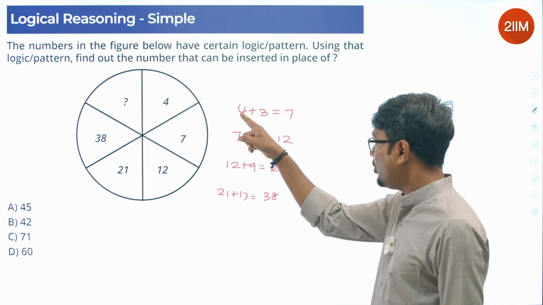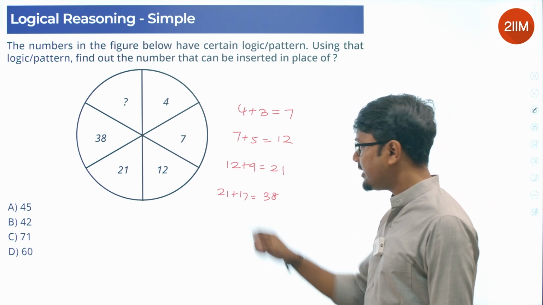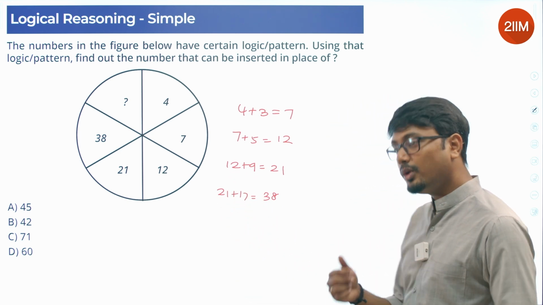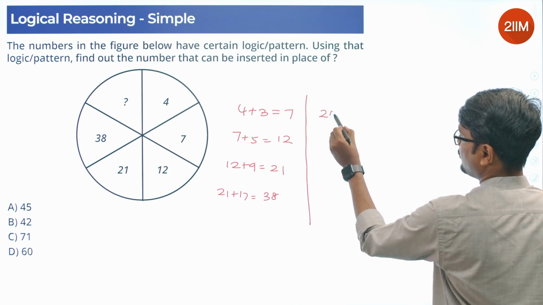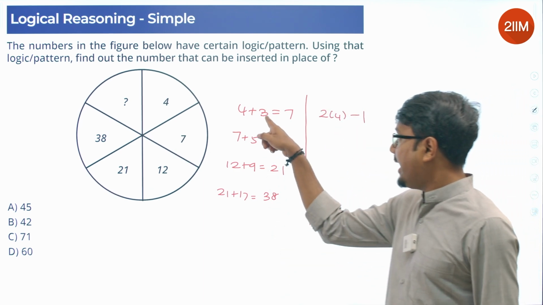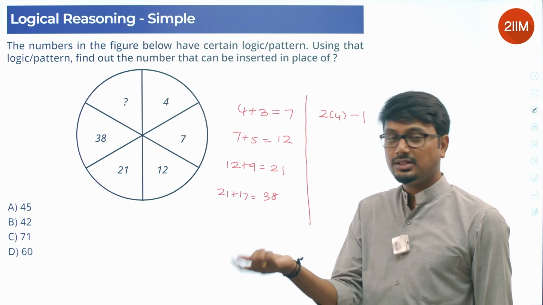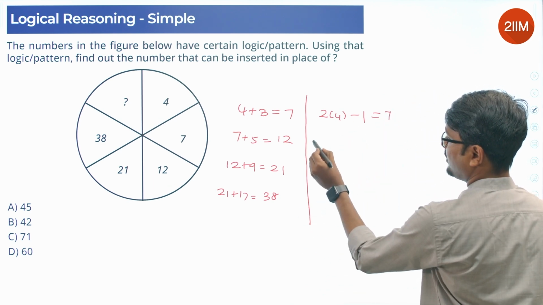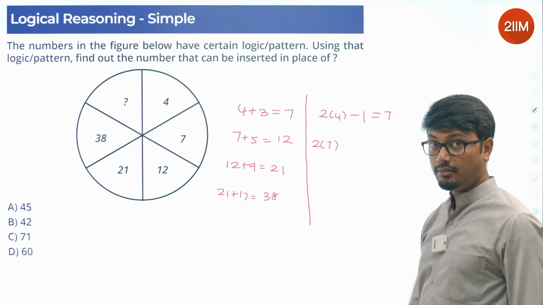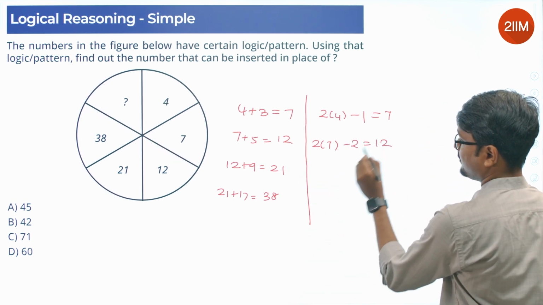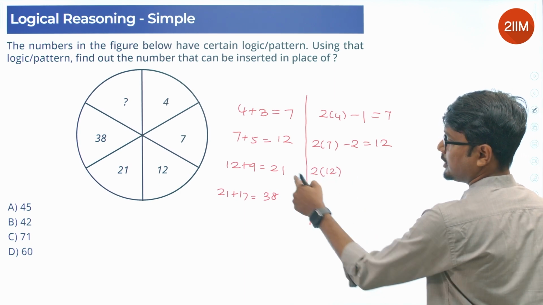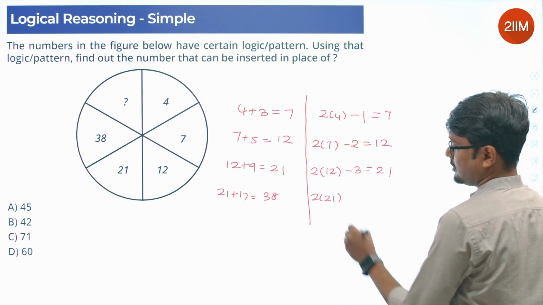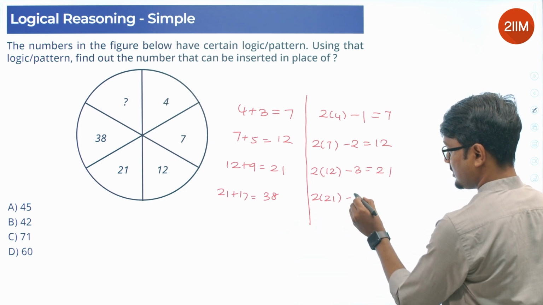In what way? 4 and 3, there is a gap of 1. 7, 5, gap of 2. 12, 9, gap of 3. 21, 17, gap of 4. So I'm going to think like this: 2 times 4 minus 1. Instead of adding 3, I can add 4 and subtract 1, or double the value and subtract 1. So double the value, subtract 1, you get 7. Now double 7 is 14, but you should get 12, so subtract 2. 2 times 12 is 24, you're getting 21, subtract 3. 2 times 21 is 42, subtract 4, you get 38.